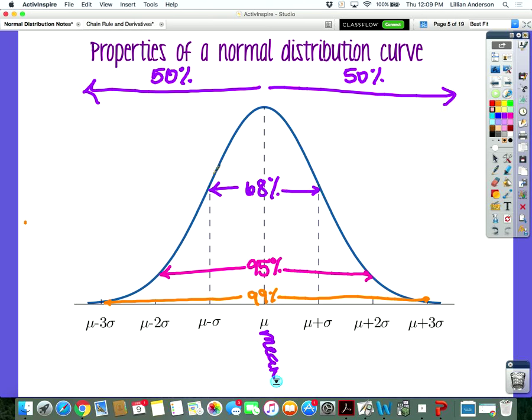So between one standard deviation and your mean, how much is there? 34%, because you just divide by 2. Between your mean and 2 standard deviations, what would that be? What's half of 95? 47.5%. And this is not just on one side, it's on both sides, but I'm not trying to make this too cluttered. What about here, 3 standard deviations?